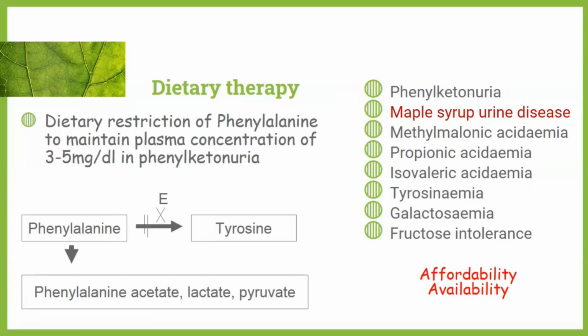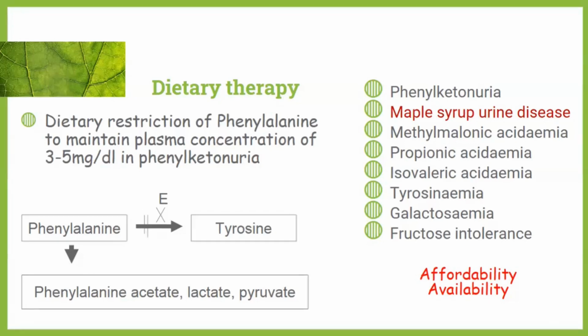Here, for phenylketonuria, maple syrup urine disease, methylmalonic, propionic, isovaleric, tyrosinemia, galactosemia, fructose intolerance, all those things, dietary formulas are available. Affordability and availability is not a major issue in the last 5 years, I can say, because of the Indian markets. In India also it is being manufactured by a company, so it is available.